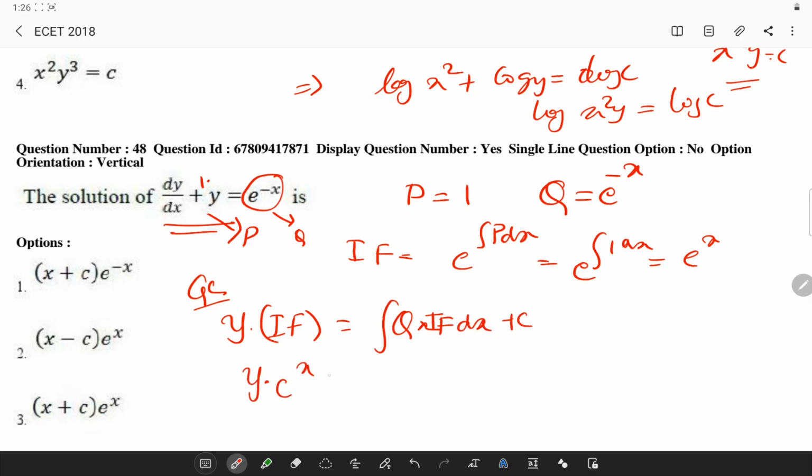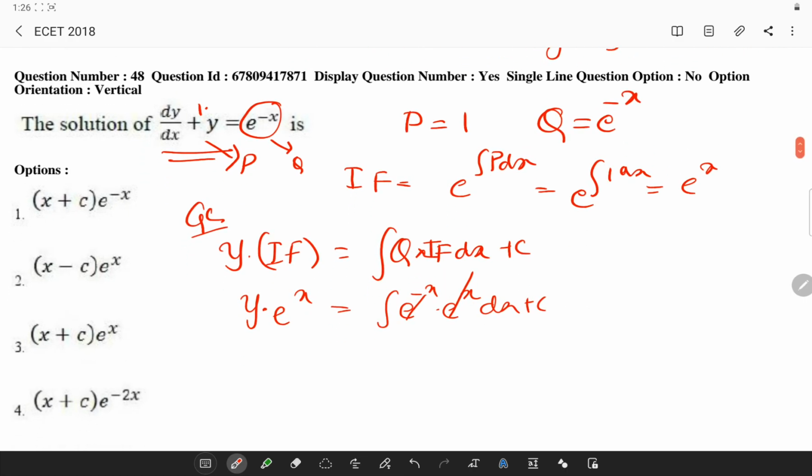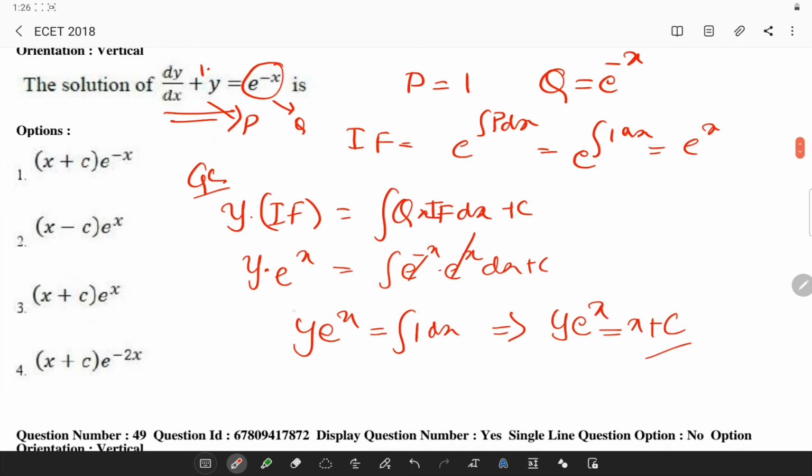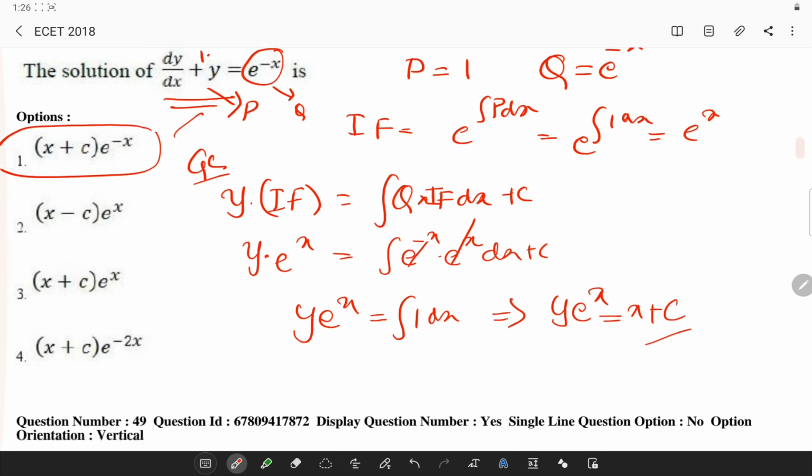So y e^x is equal to the integral of e^(−x) e^x dx plus c. These two get cancelled. I will have y e^x equal to the integral of 1 dx, which is x. So y e^x = x + c. So the equation is something in this form.